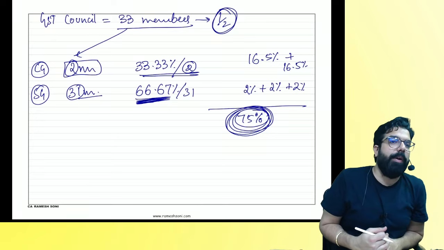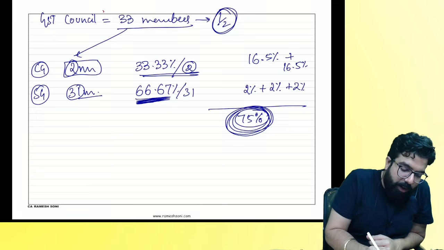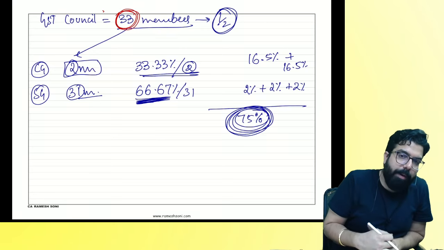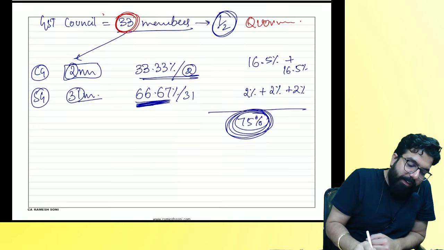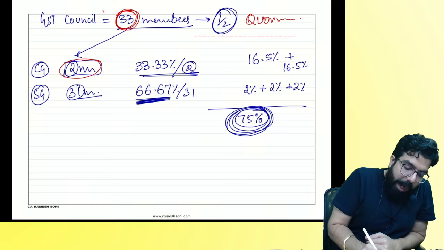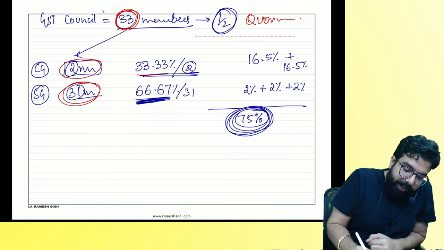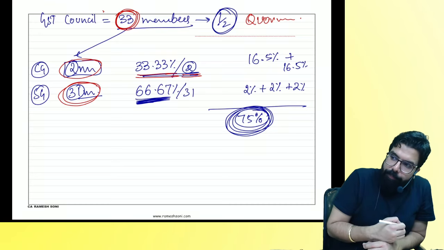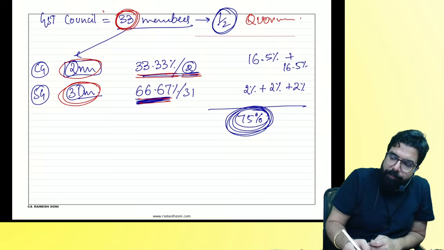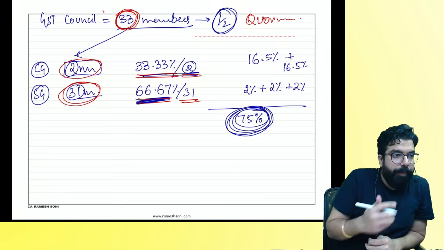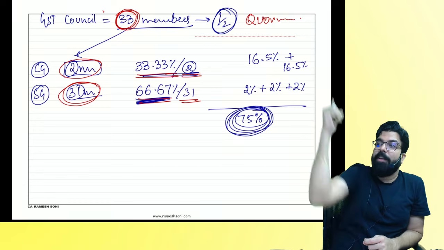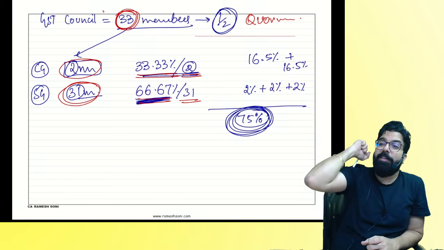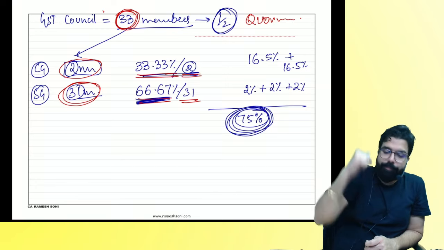Did you guys understand this, everyone? Tell me one thing. How much is the total number of members? How much is the quorum? Half. How many members does the Center have? 2. How many state members? So 33% should be divided between how many members? 66.67% should be divided between 31 states. Correct everyone. Per state, the vote weight is how much? 2% approximately. Correct. How much is the union member's per-member vote weight?